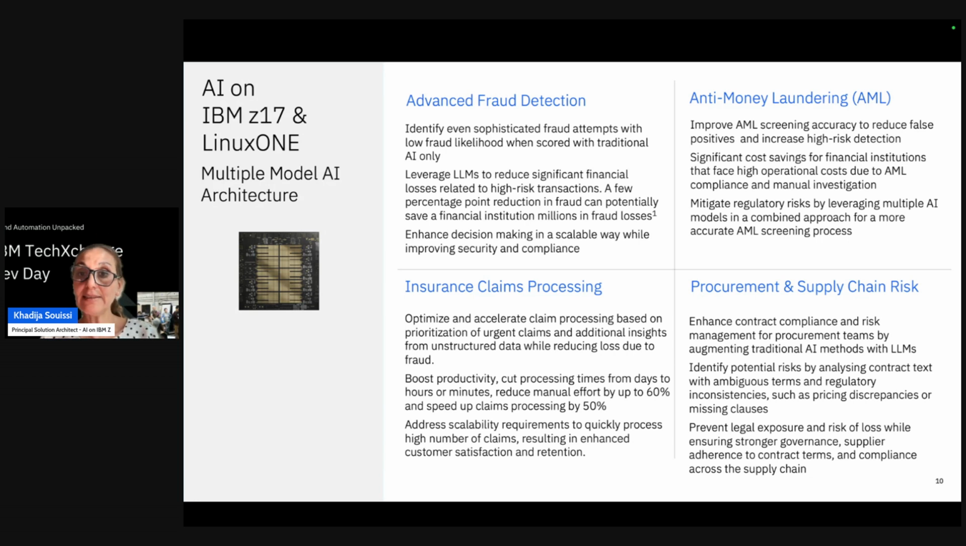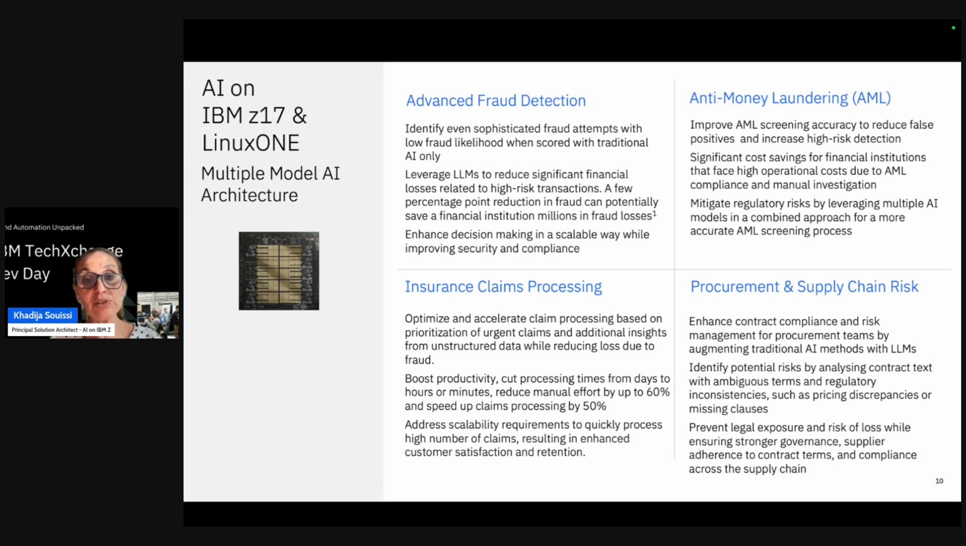Also, in the area of anti-money laundering, we could use one predictive machine learning model, but as we introduce a combination with other encoder large language models that can help detect further patterns, we would be able to increase the accuracy of the model and mitigate the risks by leveraging this kind of multiple AI models, where we combine the approaches for a more accurate screening process.